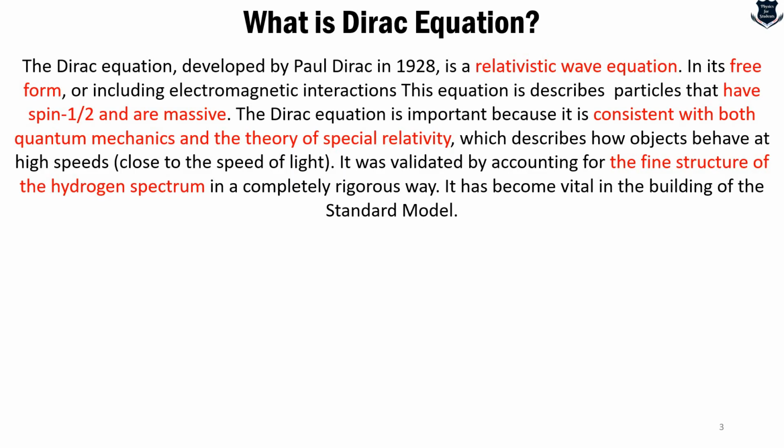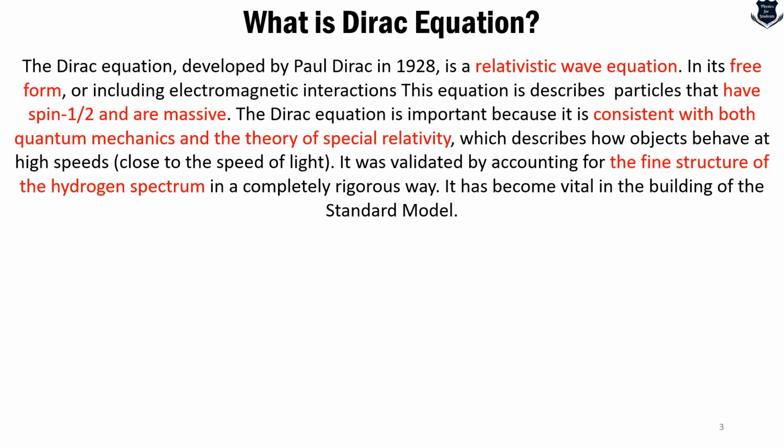It is a relativistic wave equation in its free form or including electromagnetic interactions. This equation describes particles that have spin half and are massive. The Dirac equation is important because it is consistent with both special relativity and quantum mechanics, which describes how objects travel close to the speed of light. It has been repeatedly validated for the fine structure of the hydrogen spectrum in a completely rigorous way, and it has become a very important and vital area in building the standard model.